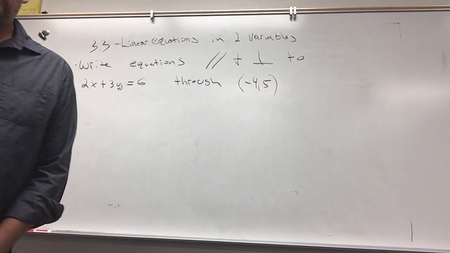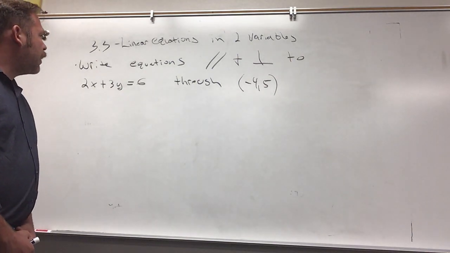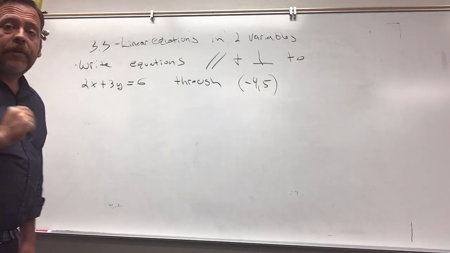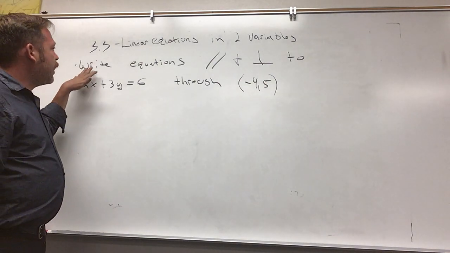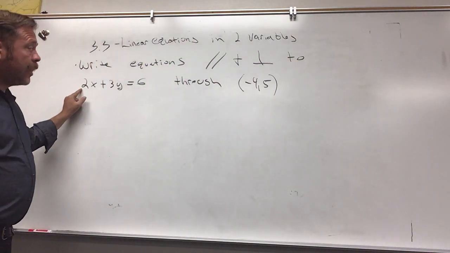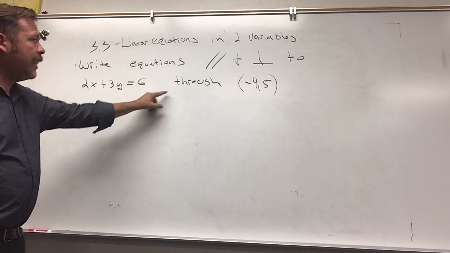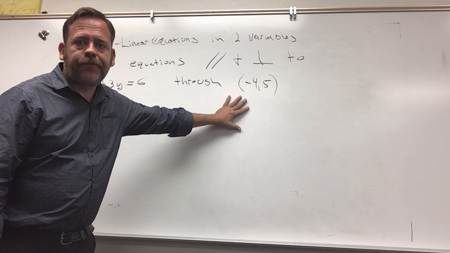One last video for 3.3. In this video, we're going to combine everything we learned in 3.3 with a little bit of what we learned in 3.2. So in this example, we're going to write equations parallel and perpendicular to this line, 2x plus 3y equals 6. And it has to go through this point, negative 4 comma 5.